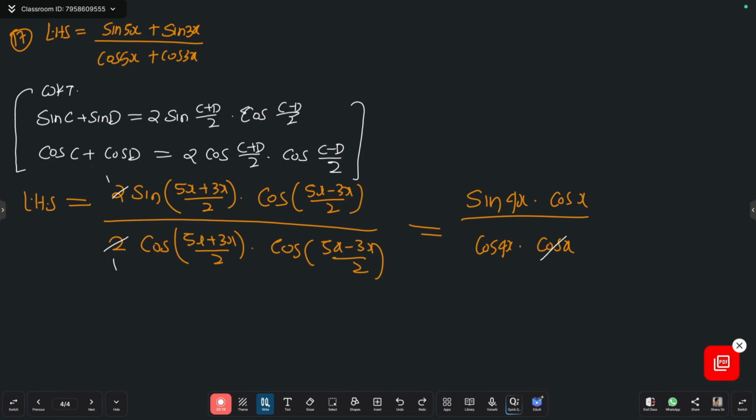After simplification, cos x and cos x also cancel. So sin 4x upon cos 4x, what is this? Tan 4x, and tan 4x is your right hand side, RHS. Okay, proved.